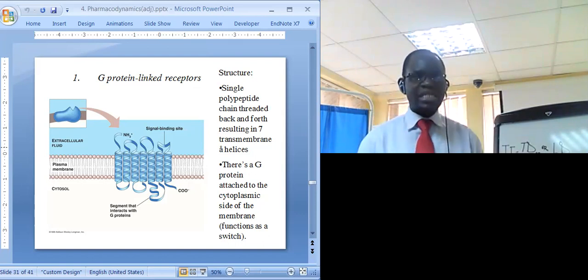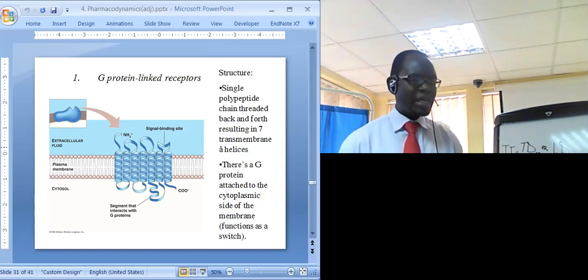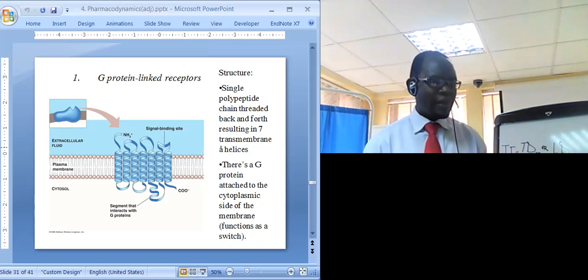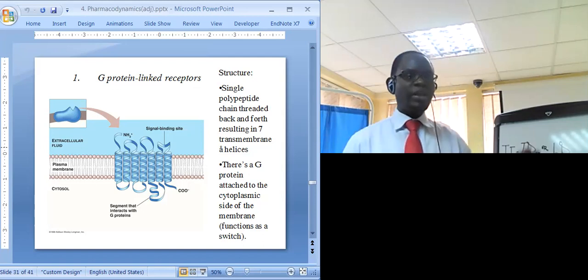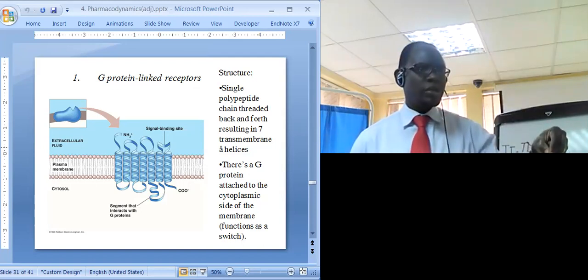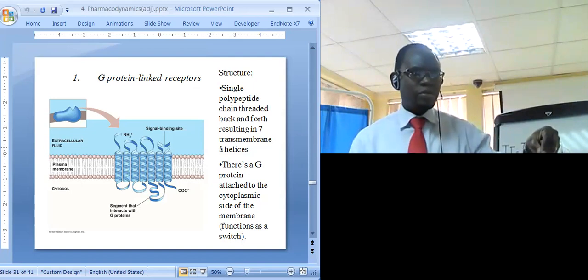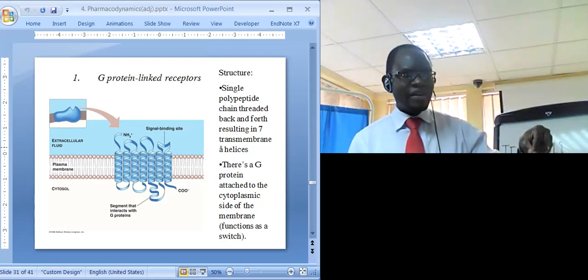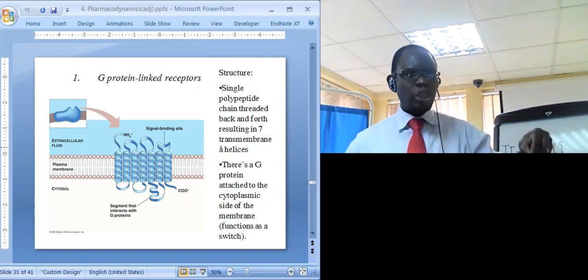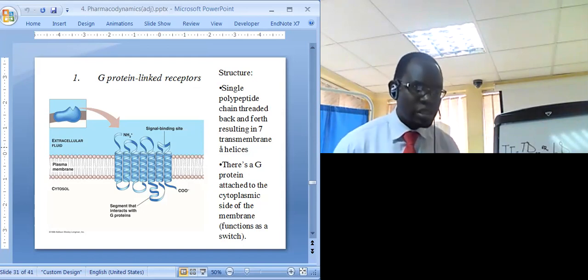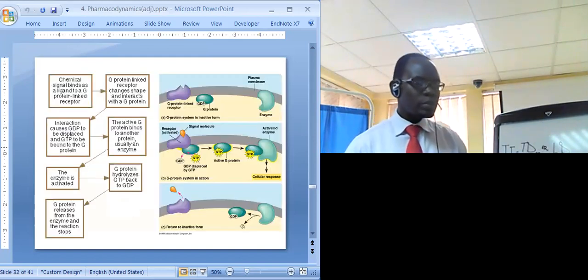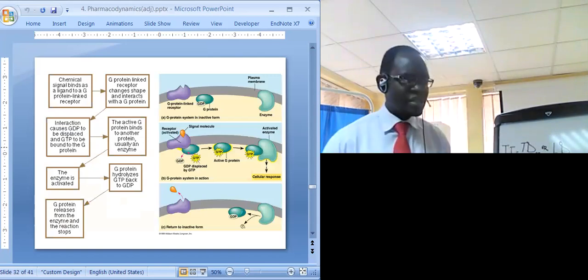And as you can see on that diagram there, there is a place where the drug is supposed to bind. And then there is a G protein attached to the cytoplasm side of the membrane, and of course it functions as a switch. So when the drug binds to the receptor at the upper part, then the G protein basically acts like a switch to cause other changes within the cell. All right, so this is basically what happens, as you can see.